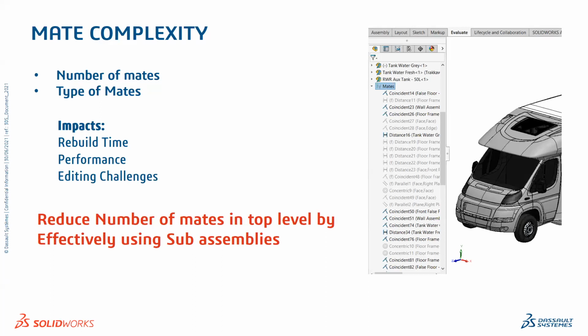Hence, always reduce the number of mates. How will you do it? You have to create sub-assemblies effectively, so that in a top-level assembly you reduce the number of mates. Instead of putting parts in top-level assemblies, create the sub-assemblies effectively, then take the sub-assemblies and put them in the top level, so that the number of mates, and any complicated mates, will be reduced. The mate complexity will be removed completely and you will see better performance.